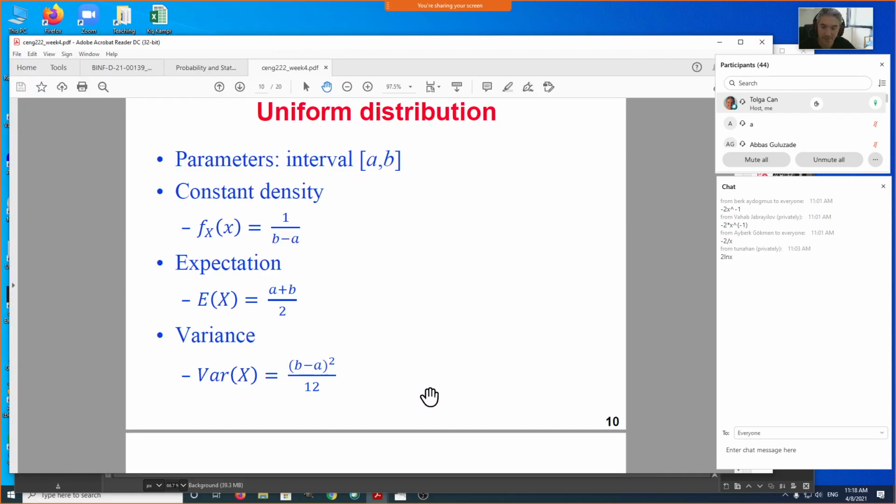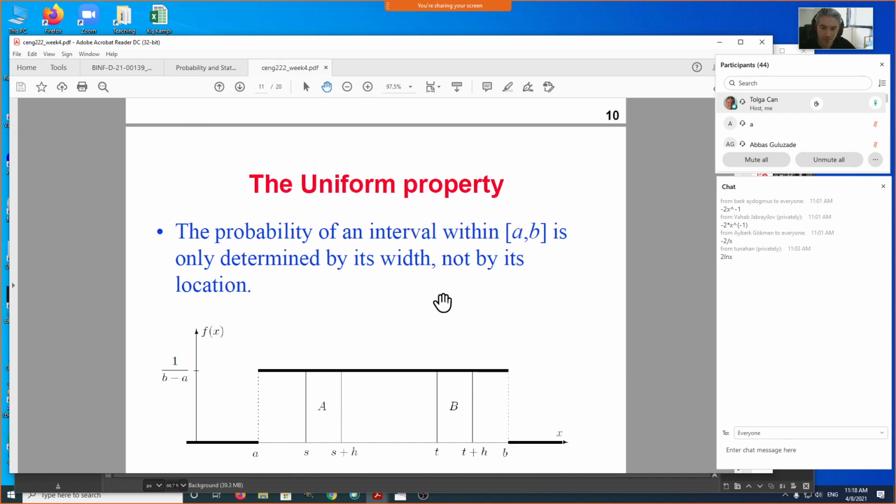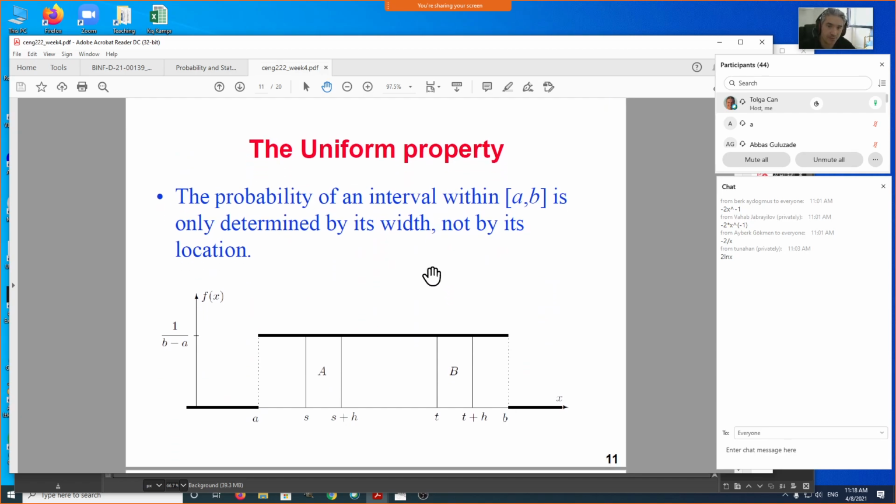All right, so uniform also, just like the exponential distribution has a memoryless property, has a uniform property, which indicates that the location of the probability that you're looking for doesn't matter. Since we have a continuous PDF, if these areas A and B are equal, it doesn't matter where this A is. You can shift it to any place on the distribution. You will still have the same probability.